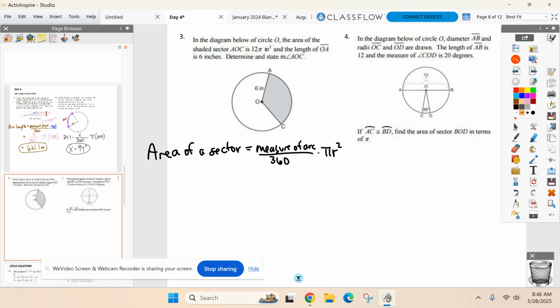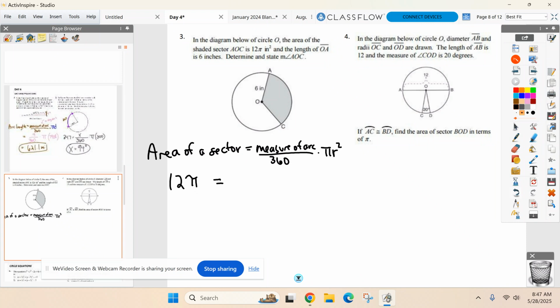All right, going back to number 3, when you have those two down, I'm telling you guys the area of this sector is already 12 pi. I found the area of it. So we're going to substitute that in for the area of a sector. We already know it. I'm not asking you to find it.